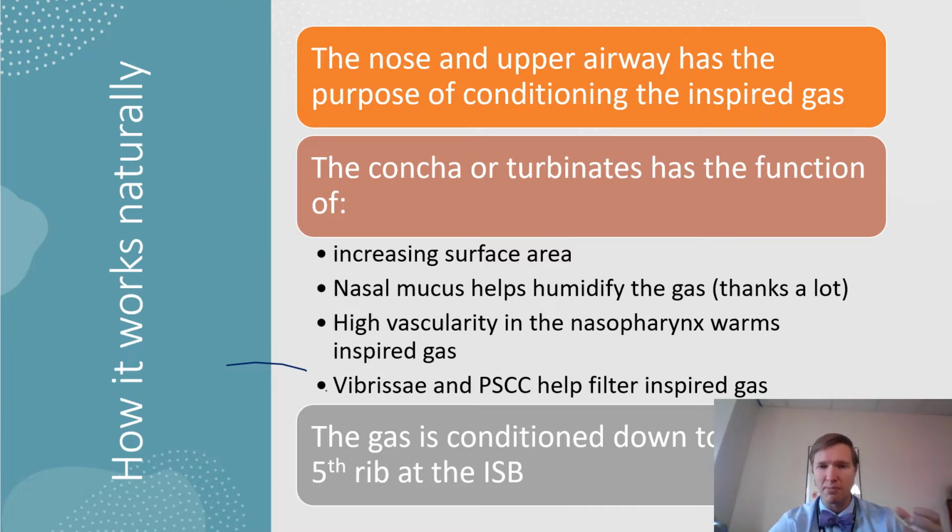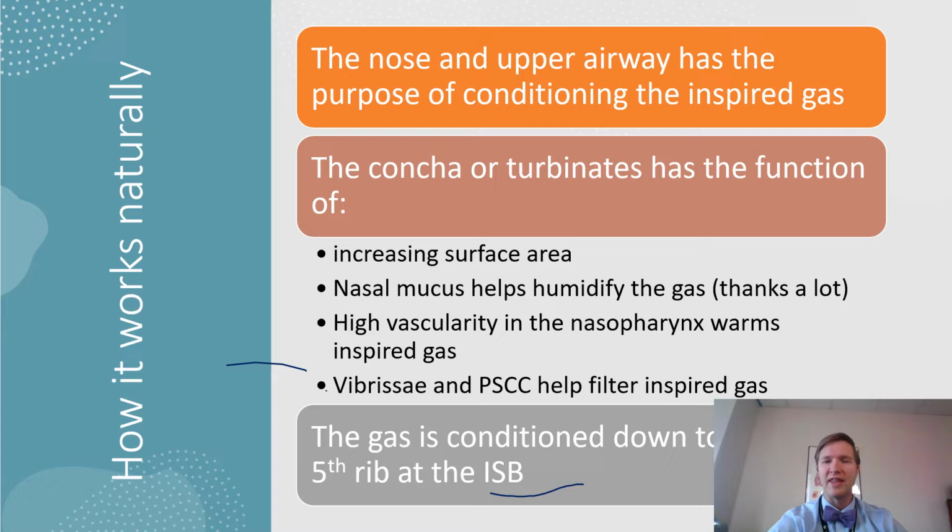There's something called the isothermic saturation boundary, or the ISB. You'll see it right there. The ISB is usually around the 5th rib, 1 centimeter below the carina, according to one resource. According to another resource, I believe it's Egan's, 5 centimeters below the carina. It's not a point you can actually see anatomically. It is a theoretical point where all the gas is conditioned into your lungs at body temperature, pressure, saturated.